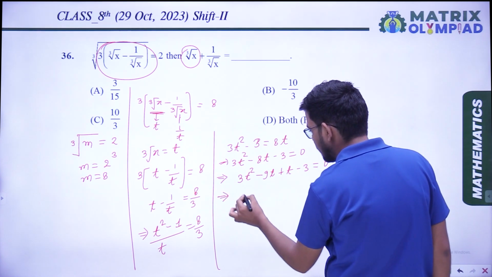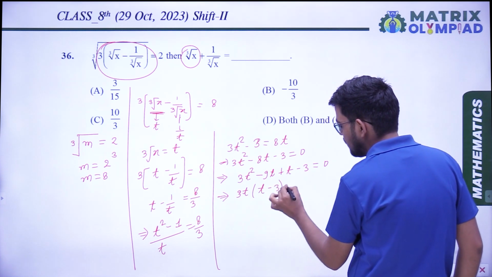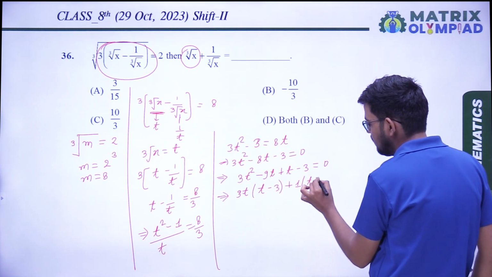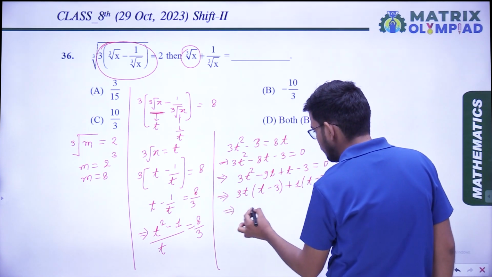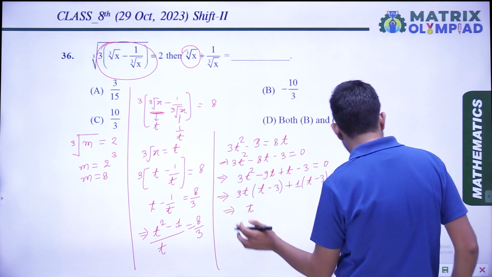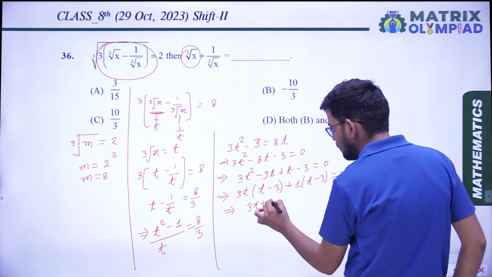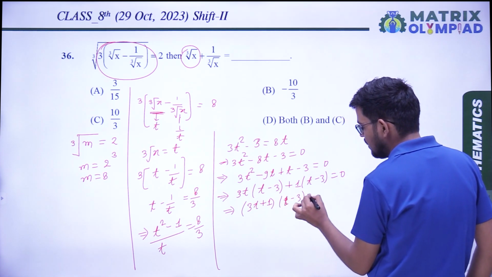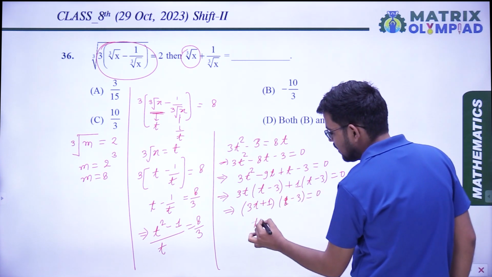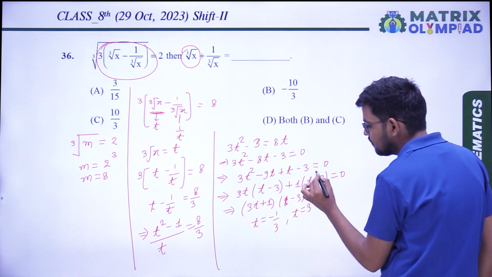When we take the factor 3t plus 1 common, (3t + 1)(t - 3) = 0. So from here the value of t equals minus 1 upon 3, and t equals 3.